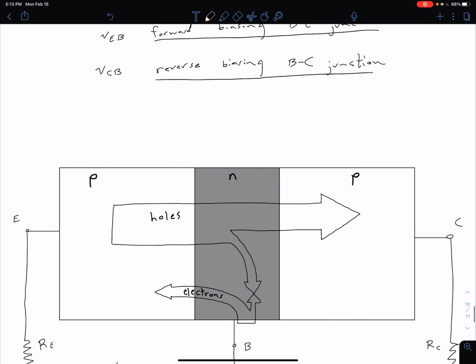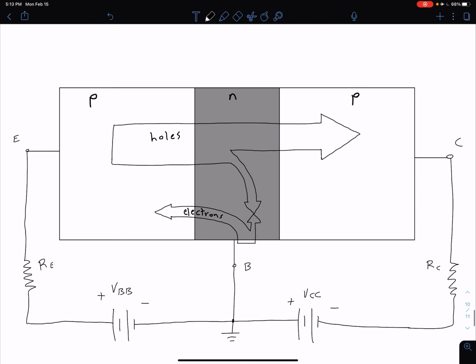Kind of combining a couple of the figures from previous videos on NPN transistors, we can look at what's going on with our PNP transistor. Over here on the left side, we have this VBB, which is applying a positive bias to the P side relative to the N side. That's going to forward bias this base emitter junction. On the right side, we have our collector, which is negatively biased relative to our base. So that's going to reverse bias our base collector junction as we want.